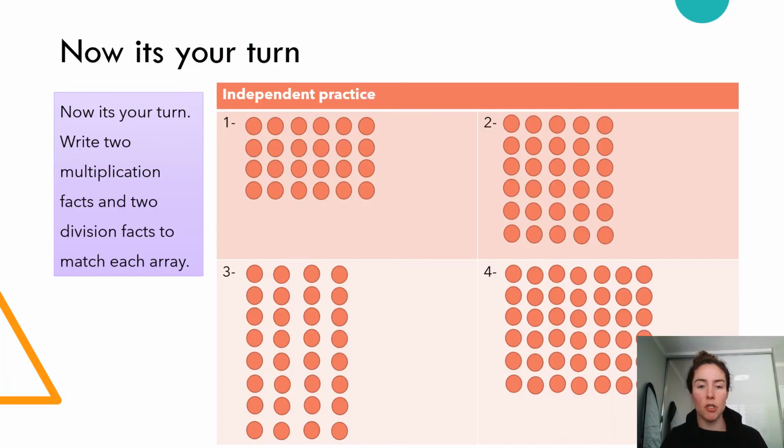All right, now it's your turn to do some by yourself. I have created these arrays here, 1, 2, 3, 4 of them. I'd like you to write down 2 multiplication facts and 2 division facts that match these arrays here.